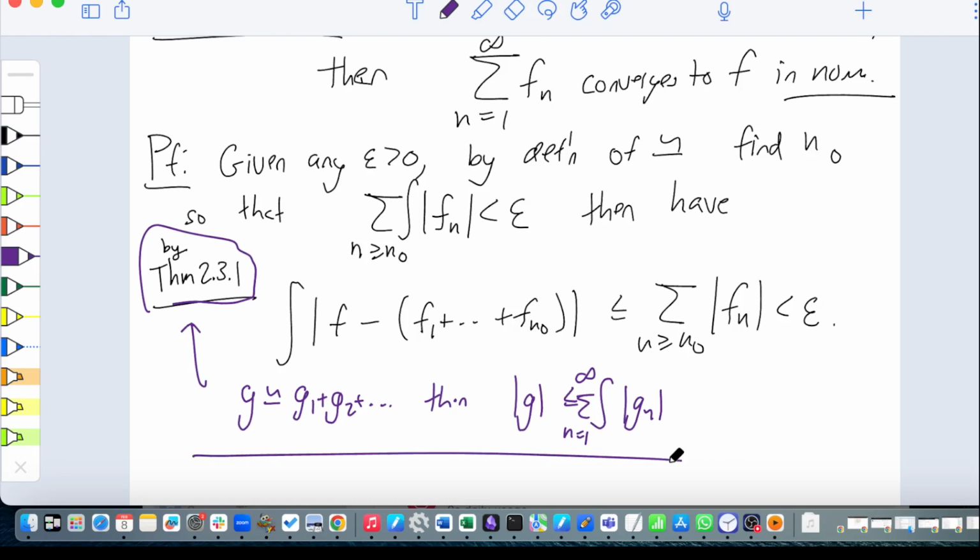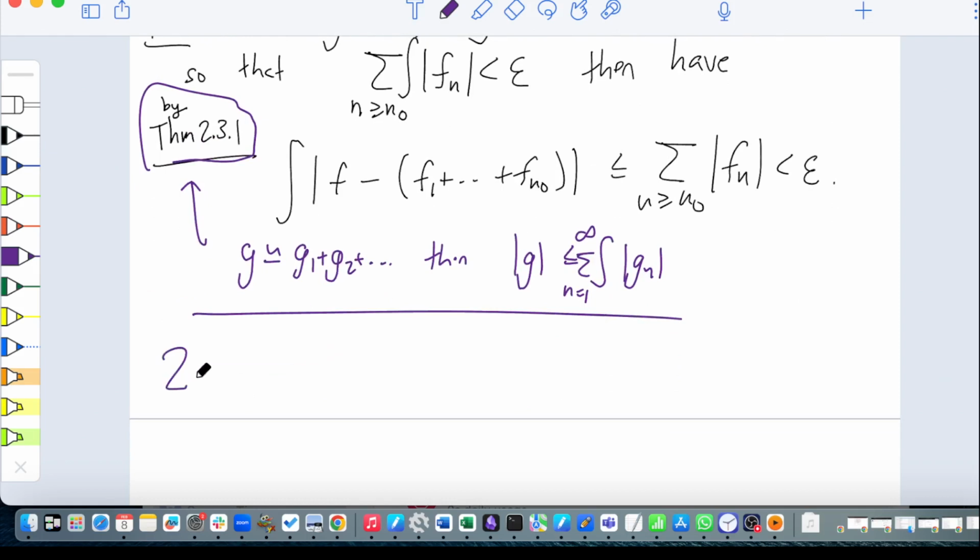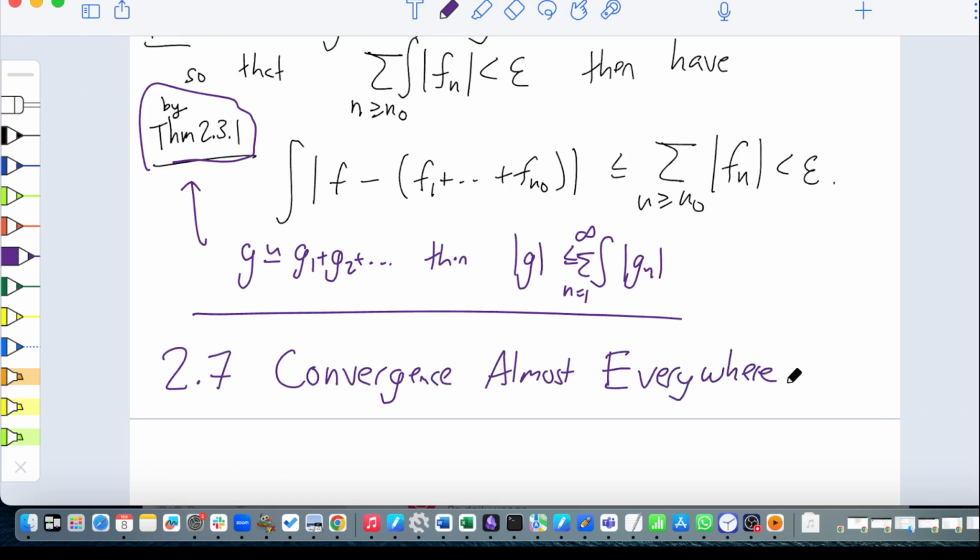All right. And so now we're going to get to a little more of an exciting thing, which is 2.7, which is convergence almost everywhere. And this starts to get a little more slippery. So convergence almost everywhere is kind of like pointwise convergence. Pointwise convergence is convergence everywhere, and this is convergence almost everywhere. And so we're going to dig into what this actually means, and you're going to see how the norm plays with these almost everywhere things.